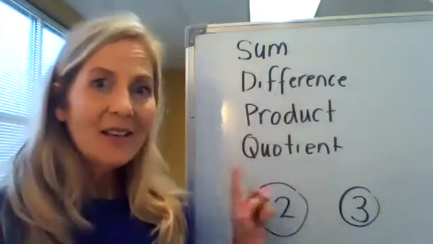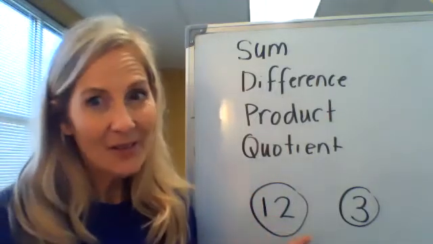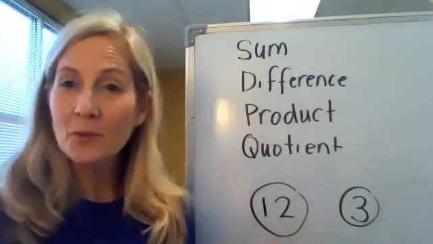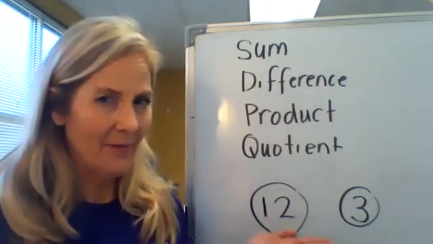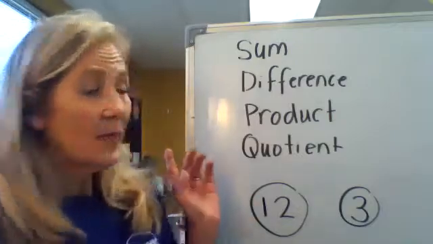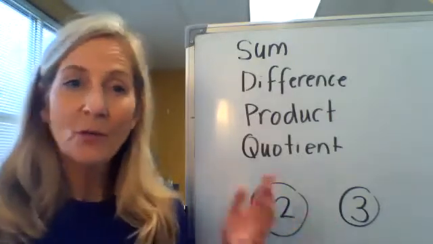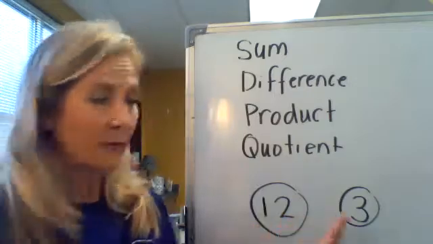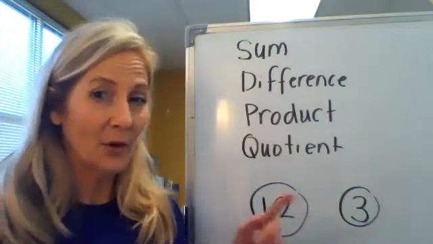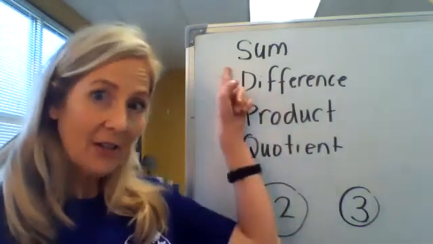But if I said, what's the sum of these two numbers? Would you be able to tell me? What if I said, what's the difference between these two numbers? I know they're different, but how different? How much bigger is 12 than 3? If I said, what was the product of these two numbers or the quotient? We should be able to find them, even if we're just given the numbers with no symbol. You should be able to figure out what symbol would get that answer.